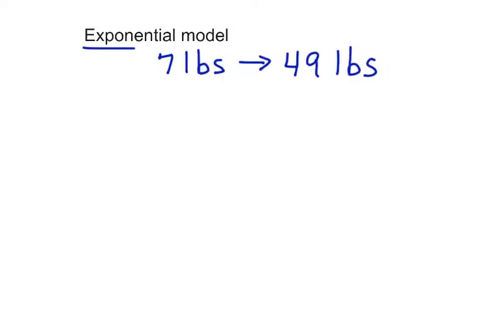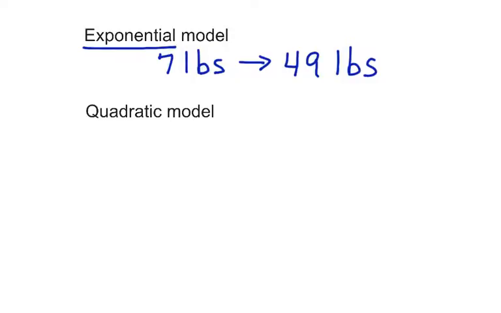For example, if the baby weighed 7 pounds when it was born, an exponential model would show that it would weigh 49 pounds. Since 7 squared is 49, and 7 squared represents an exponent, that doesn't seem to make a lot of sense. It's probably not the best model to use for this example, but let's think about another one.